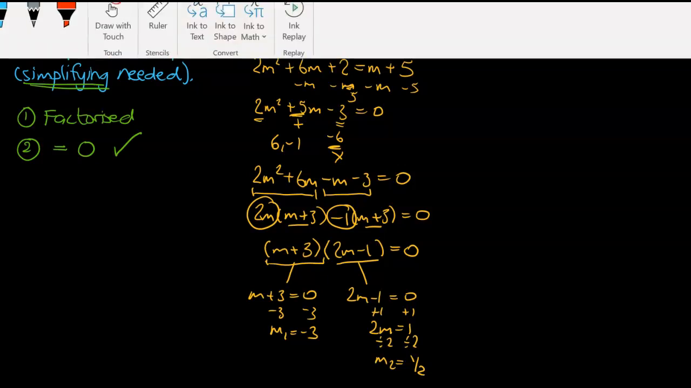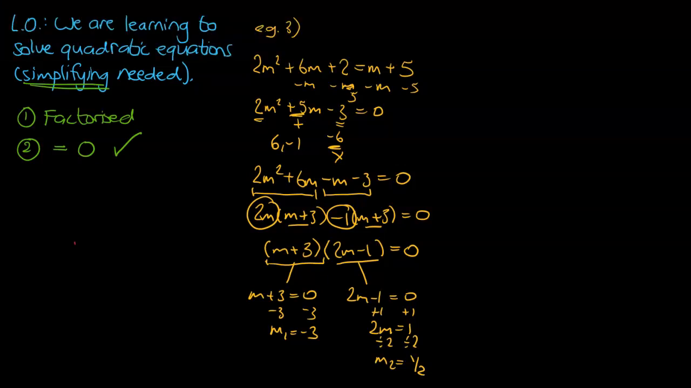And we've now got our next question, not the final one, but we've got one more after this. So let's say example number 4. We've got 2x minus 1, that is all squared, and that is equal to 4.